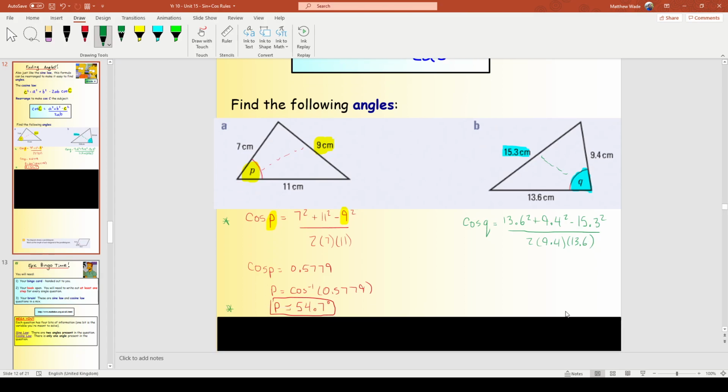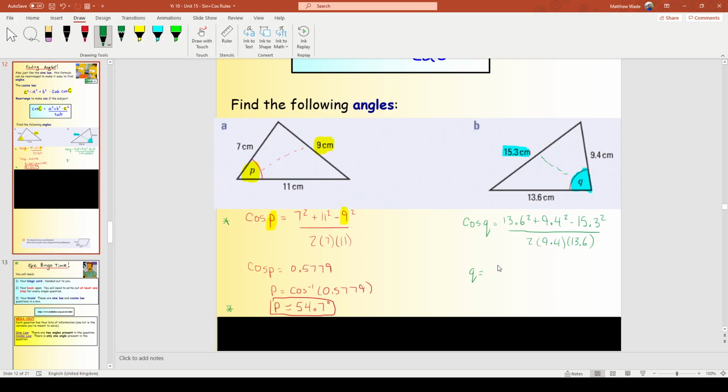Okay, listen in, my buddies, because I'm going to show you how to one step to get the answer to this. Here's what you're going to do. Push shift cos first of all. Now it says cos minus 1 in the calculator. Then push fraction button. Then type it in as you see it. 13.6 squared plus 9.4 squared. Take away 15.3 squared. Then push down to get to the bottom of the fraction.